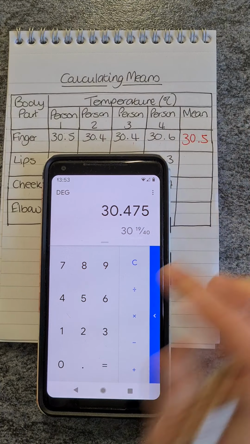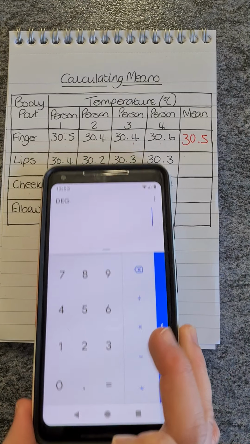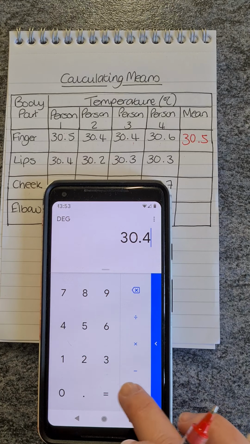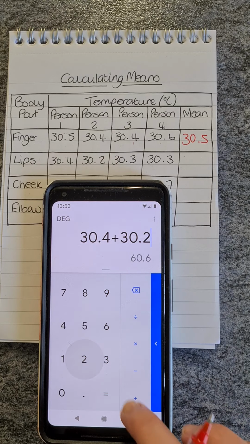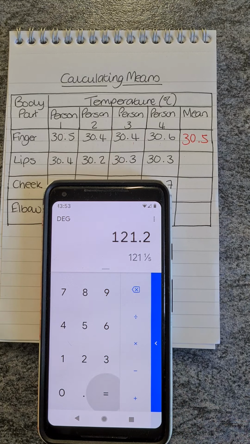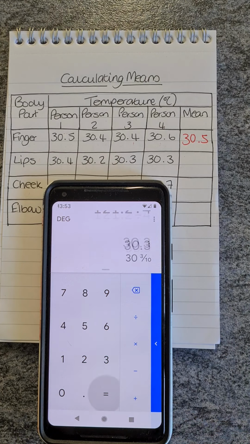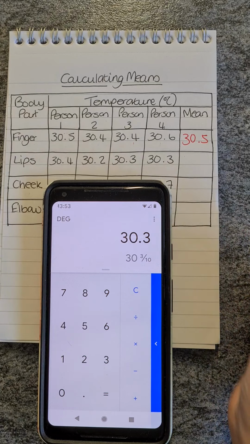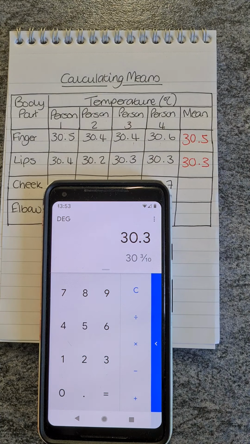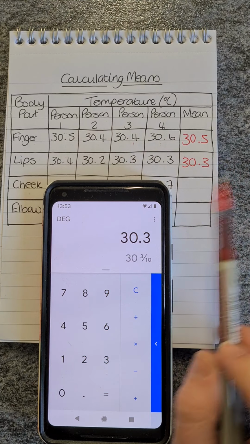So that's our mean. Then for the next one, for lips, we've got 4 different values for lips as well. So 30.4, add 30.2, add 30.3, add 30.3. We get a total by pressing equals, and then we divide by 4 again because we had 4 different values. It's already to 1 decimal place, so we can just write it straight down. So it's 30.3.